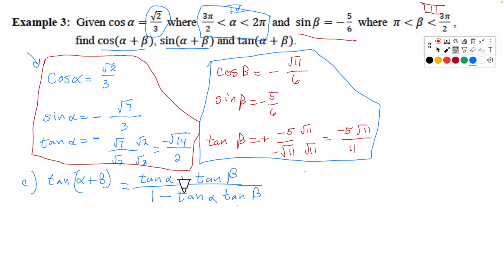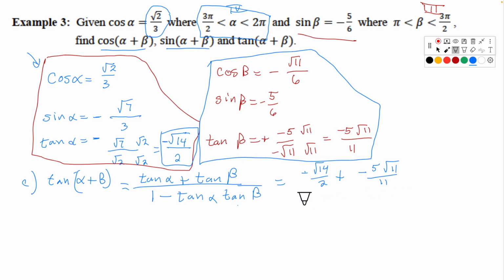So tangent of alpha, but notice we've got fractions on top of fractions. This is going to get a little gnarly. So tangent of alpha, we figured out, it's right here, is negative square root of 14 over 2, plus tangent of beta, that's over here, and that's negative 5 square root of 11 over 11. Notice we do not have common denominators, so tangent is really the stickiest one to work with.